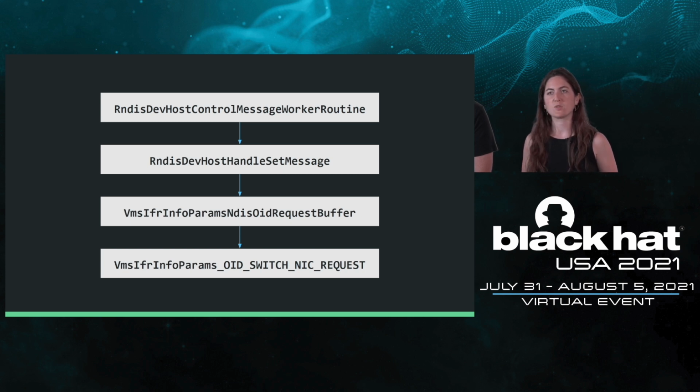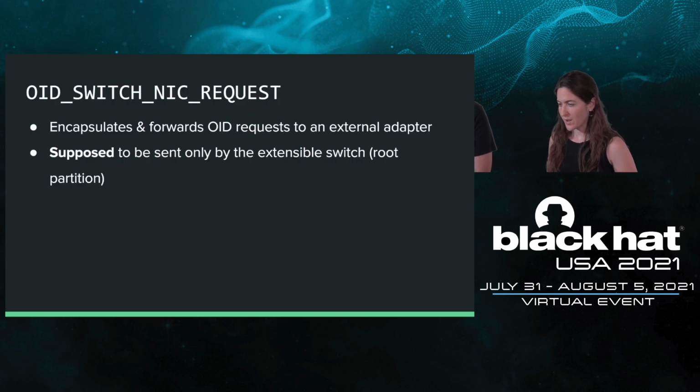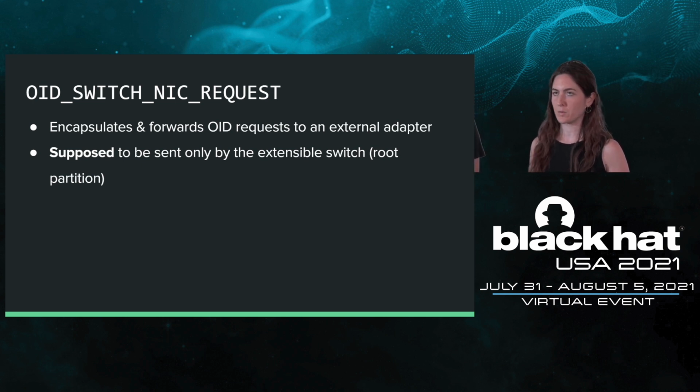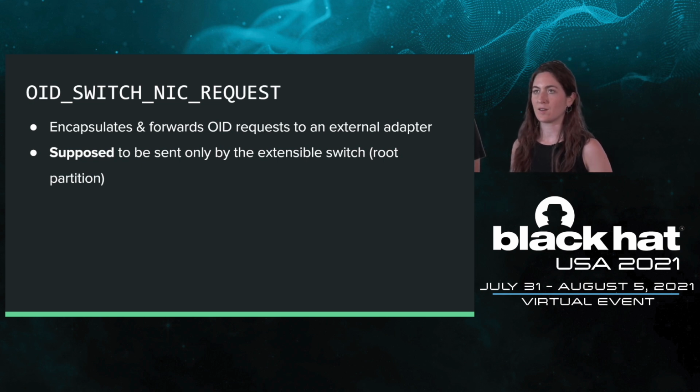The next question that comes to mind is, what does this OID do, and what is its purpose? So as it appears, this OID switch NIC request is supposed to encapsulate and forward OID requests from a child partition to a physical network adapter. So actually, it's never meant to be sent from the child partition, but rather from the root partition. So this was actually the first root cause of the bug. vmswitch never actually checked that that type of packet is received from the root partition and not from any guest machine.